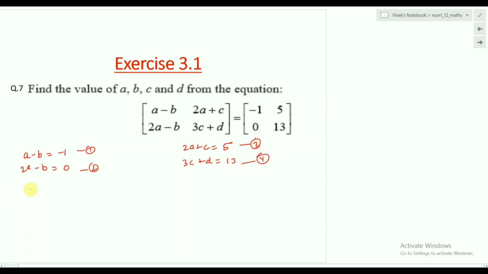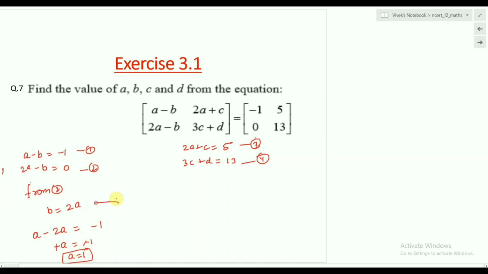So first of all what we will do, we will find A and B from equations 1 and 2, then we can find others. So from equation number 2, what can we write? B value? B will be equal to 2A. So we will substitute there in equation number 1. So A minus 2A will be equal to minus 1. So this minus A will be equal to minus 1. It means A value will be 1. A value we are getting 1.